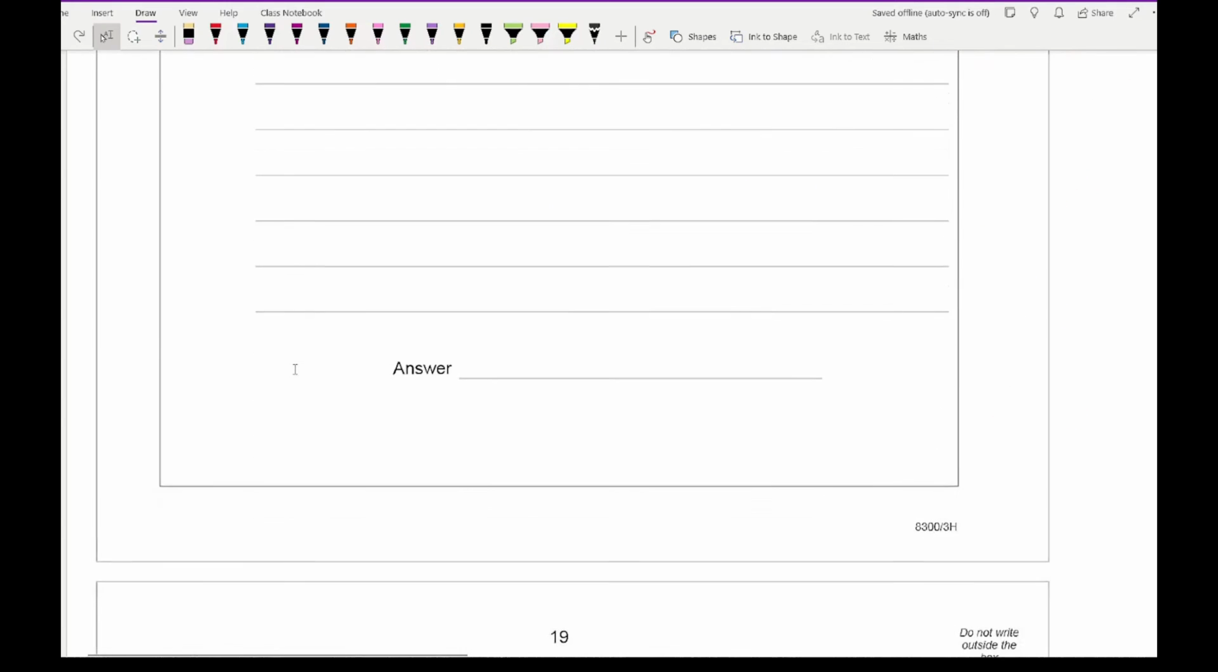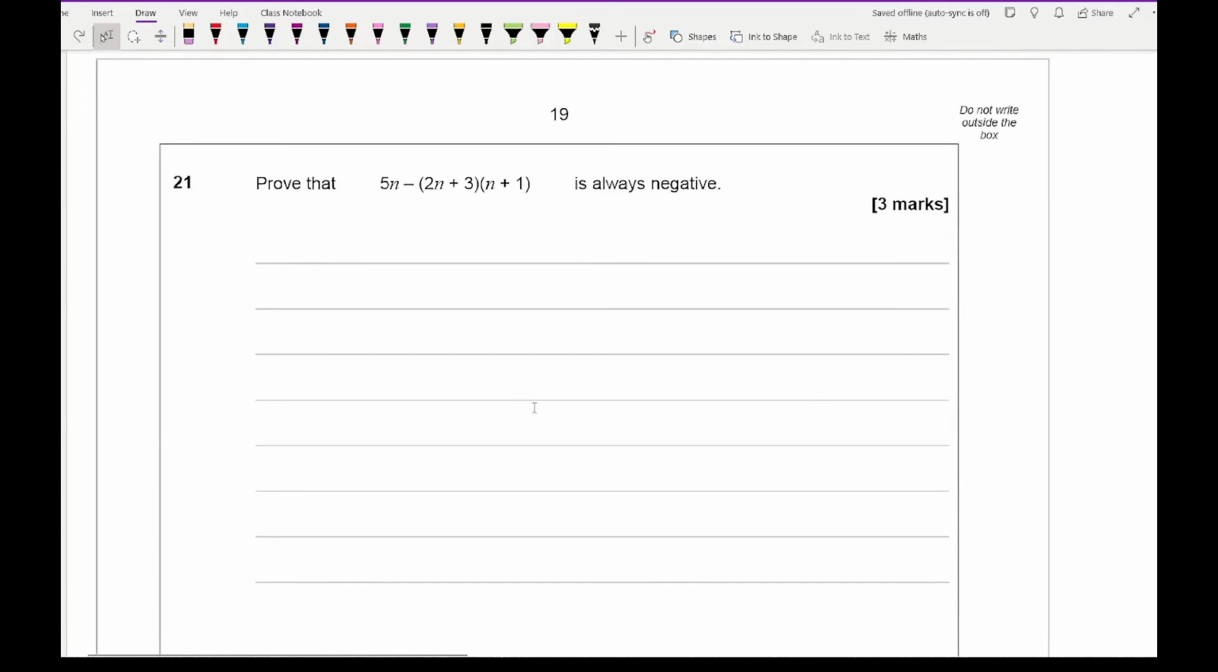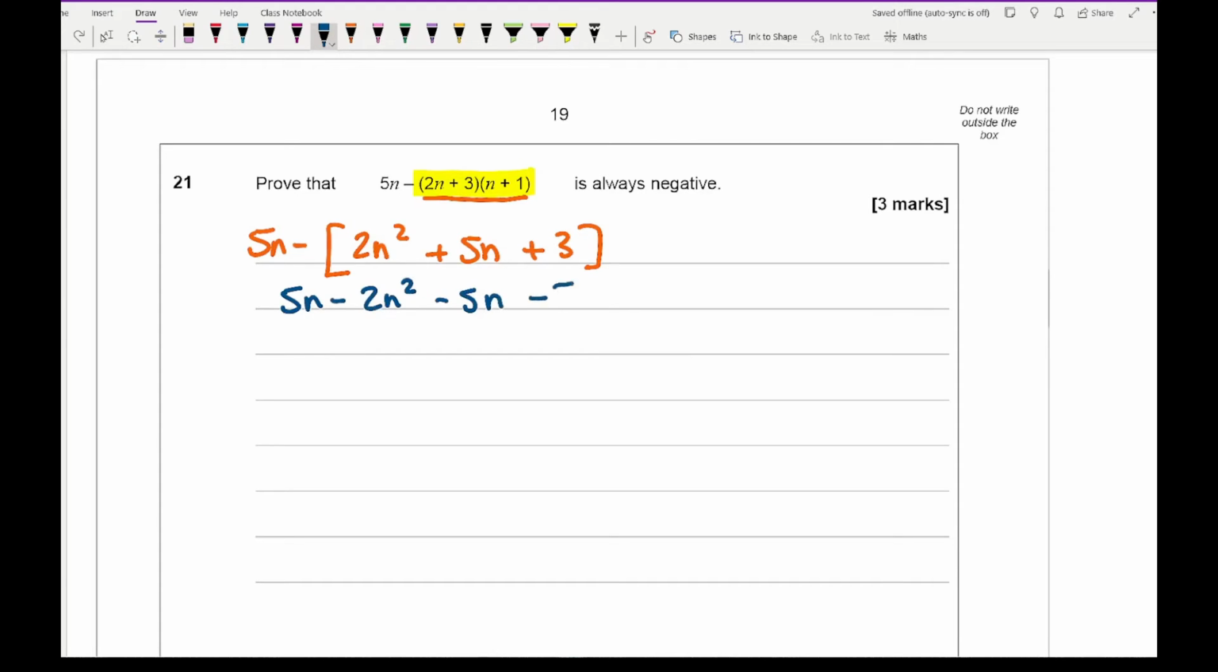Now moving on to question 21, it says prove that 5n minus (2n plus 3) multiplied by (n plus 1) is always negative. So for this, what we need to do is first of all expand the brackets, but be careful with the minus. So if I just write 5n minus, I'm going to put the square brackets in. Now if I expand this out, what I'm going to end up with is 2n squared plus 5n plus 3. Now if I remove those square brackets, I end up with 5n minus 2n squared minus 5n minus 3.